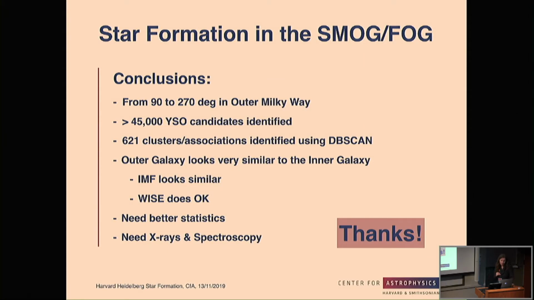So just to conclude, we're now doing a large study from 90 to 70 degrees in the outer Milky Way. We've got over 45,000 YSO candidates, 620 clusters or associations. Everything looks very similar in the outer galaxy to the inner galaxy. So we need some better statistics and some extra X-ray data, and we'll hopefully have some more results in the near future. So thank you very much.